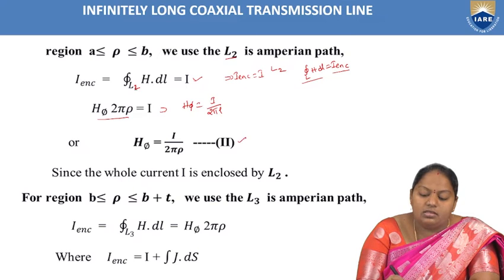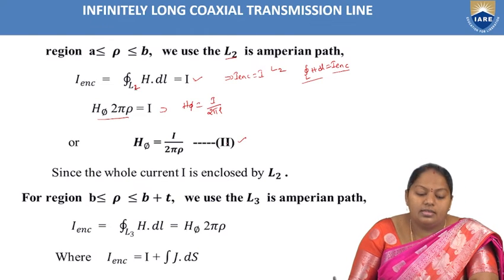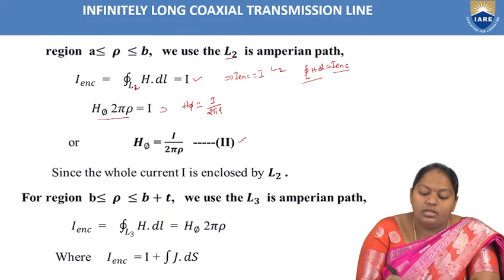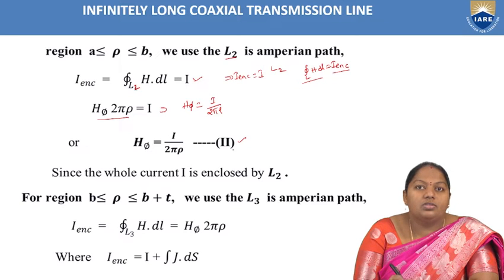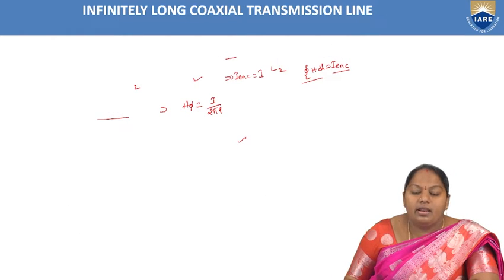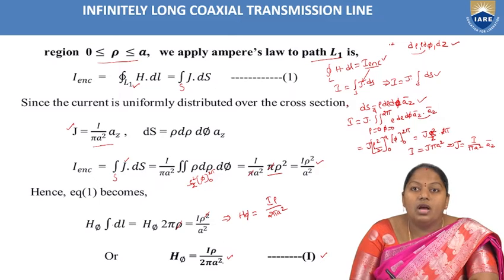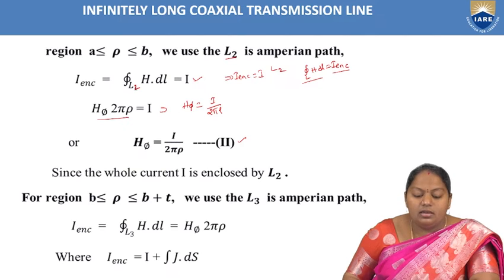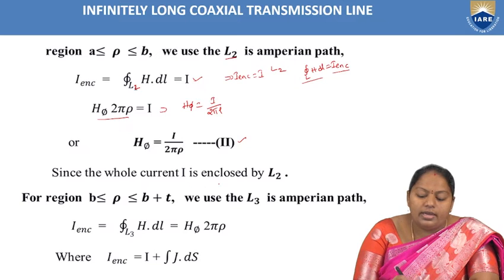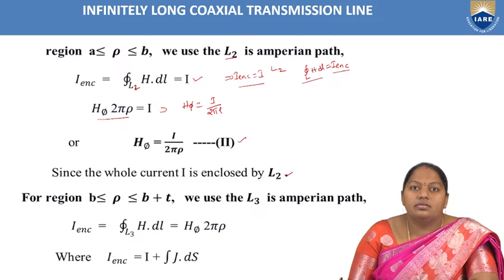So for the second case, if you consider the region A to B, then we use the path called Ampere path L2. In that case, the H-phi component is obtained as I by 2 pi rho. Previously, for the path L1, we got H-phi equal to I rho by 2 pi A square. Now, for the second one, it is H-phi equal to I by 2 pi rho. Since the total current I is enclosed by path L2, I enclosed equals I in this case.